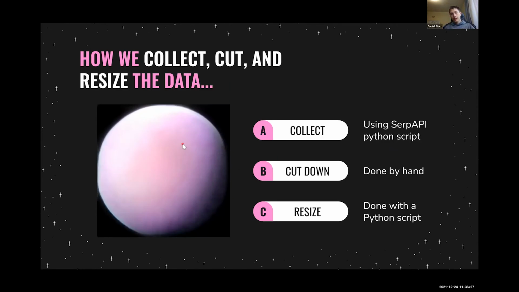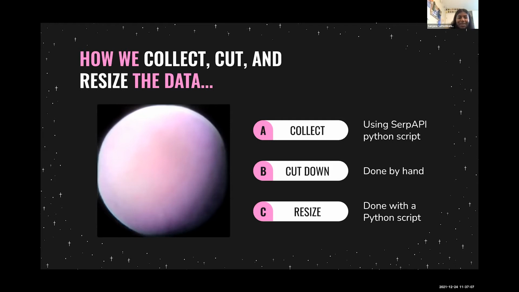So let's continue. First, we're going to talk about how we gathered and cleaned our data. We had to collect all the images of planets, which we did using a Python script. We used SERP API to do this. Then we had to get rid of all of the images that wouldn't work, which we did by hand. We had to go through each image individually, about 1,000 of them. And then we had to resize the images into 256 pixel by 256 pixel images in order for the AI to understand.